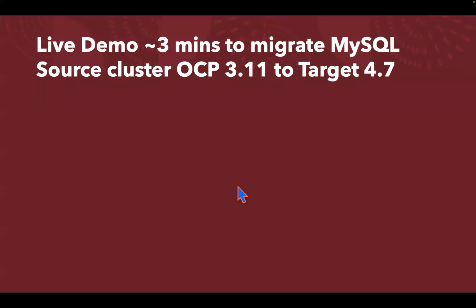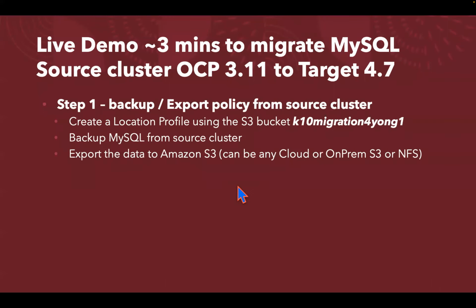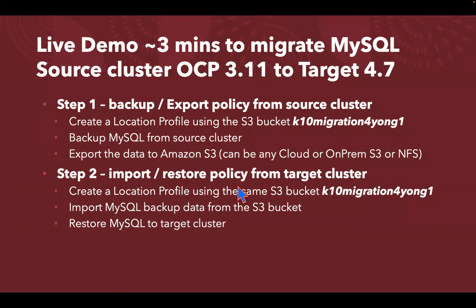So at a high level, there are 2 steps to make it happen, to migrate MySQL from the source cluster OCP 3.11 to the target cluster 4.7. You configure a backup export policy from the source cluster, and then you configure an import and restore policy from the target cluster. But very importantly, you need to create a location profile pointing to the same storage bucket.